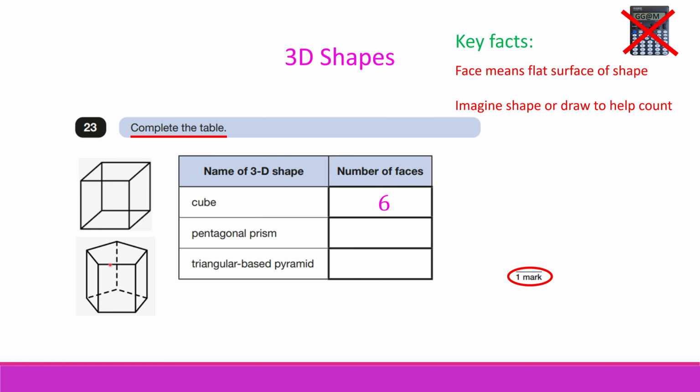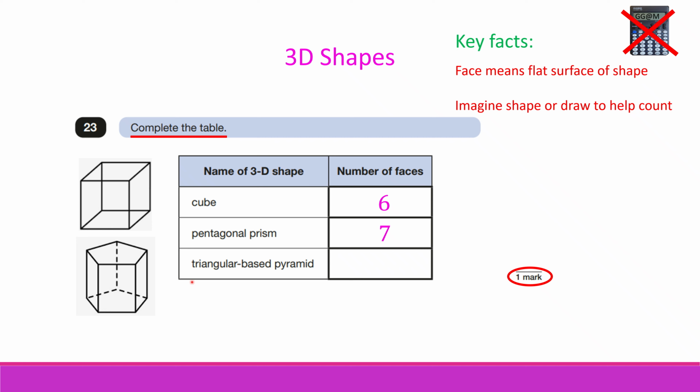So if you look at this shape here, we know it's got 5 sides. That means there's 5 sides going round the sides, because there's 5 sides to the shape. So you've got 5 going round the sides. You've got 1 at the top and 1 at the bottom. So 5 plus 2 is 7. So a pentagonal prism has got 7 faces.